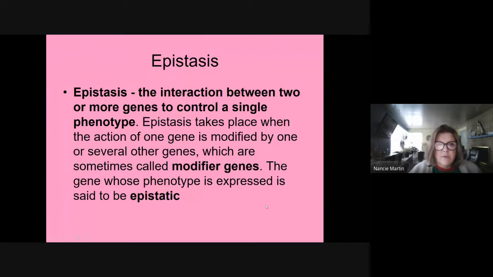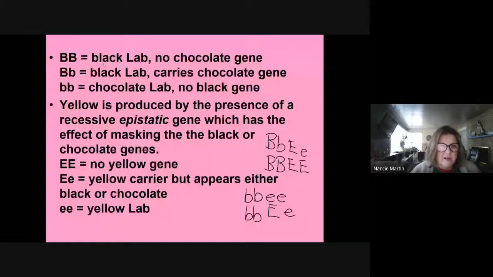So in terms of examples, the example that you'll most likely see, this happens in some vegetables as well, but this is a much cuter example here. So think about chocolate labs and black labs and yellow labs. They're all labs. And you might have noticed if you've ever had a lab that sometimes they can have puppies that are different colors, right?